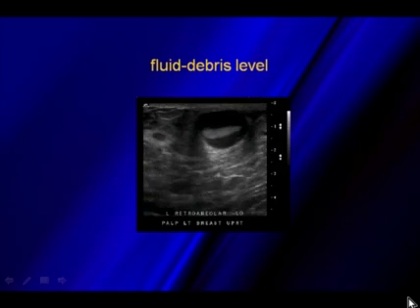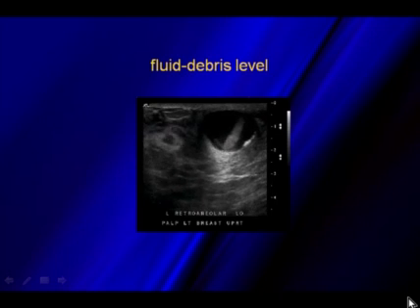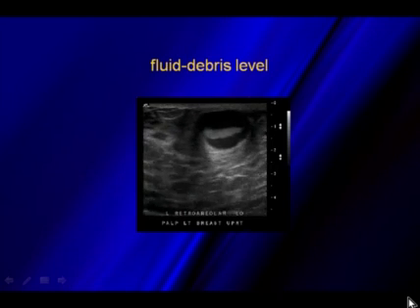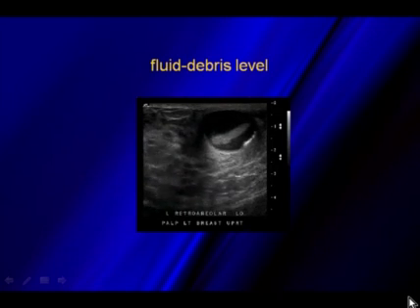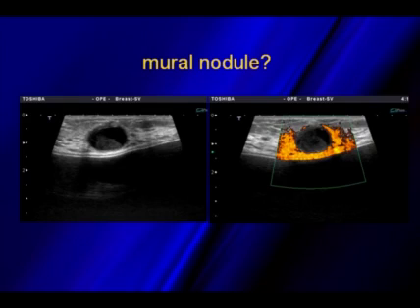Another thing that we can see is fluid debris levels. You can see this is a patient that we changed their position and we're able to see this fluid debris level rotate fairly rapidly. So one thing we can do to evaluate these is set the patient upright and see if the lesion does change. Now, some of these complicated cysts with a fluid debris level may take up to 5 minutes to shift. A lot of these are a fat fluid level. So here you can see in the supine position, and then as we set the patient up, after 2 minutes, after 3 minutes, and then after 5 minutes, we finally get it to go to the dependent portion. So some of these do not change rapidly with motion, but may take up to 5 minutes to notice.